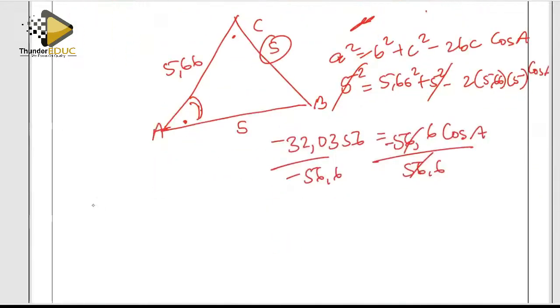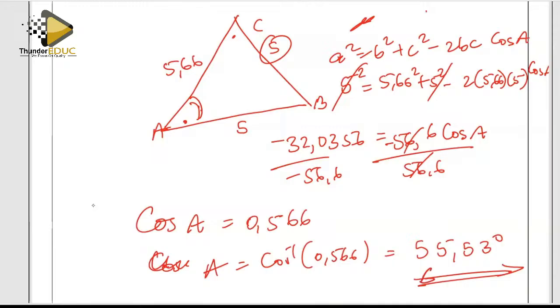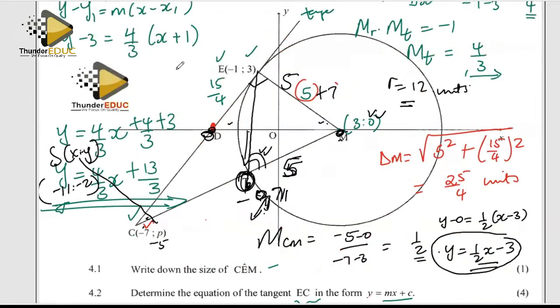My approach that I'm taking is worth 8 marks, not just 5, okay? When I simplify this, so I have a 32,0356. I'm dividing it by 56,6, which is a 0,566. And then I must find the arc cos of 0,566. Sure. So shift cos of 0,566. The answer I'm getting is a 55,53. Wow. What a lengthy approach.